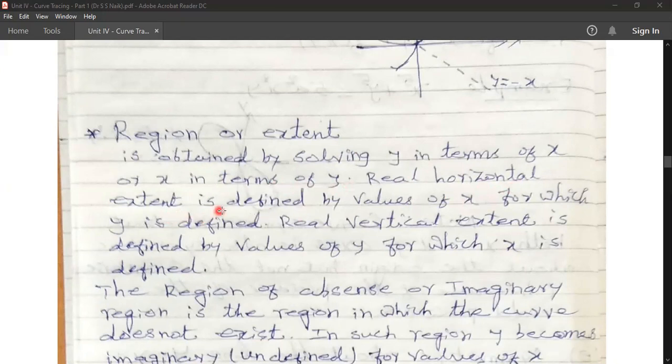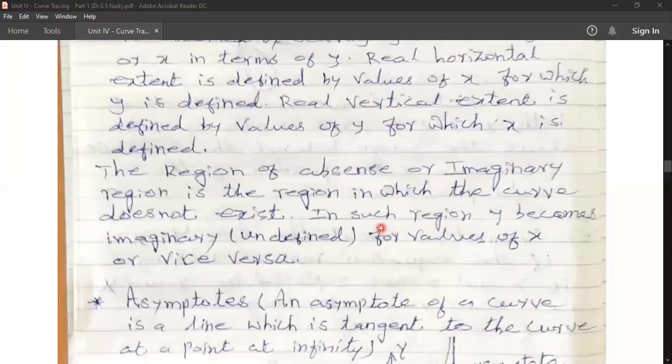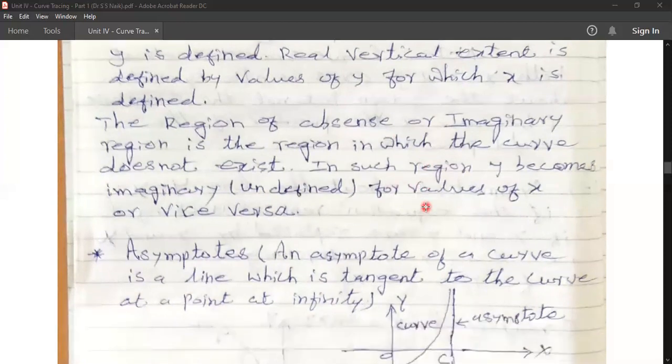Real horizontal extent is defined by values of x for which y is defined. Real vertical extent is defined by values of y for which x is defined. The region of absence or imaginary region is the region in which the curve does not exist. In such a region, y becomes imaginary, that is undefined, for values of x or vice versa. That is what we call the region of presence or absence.